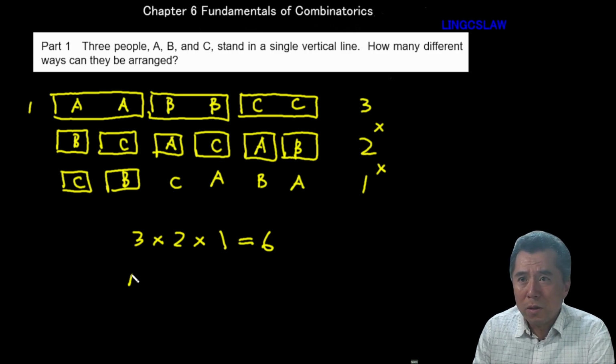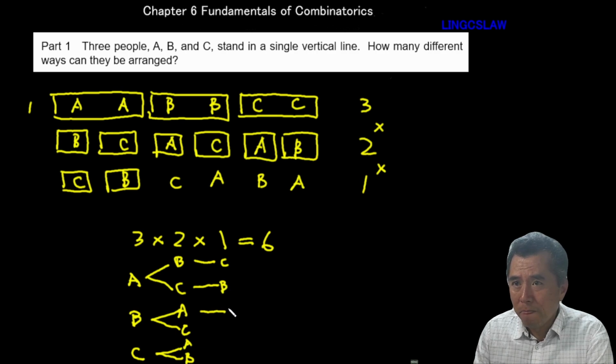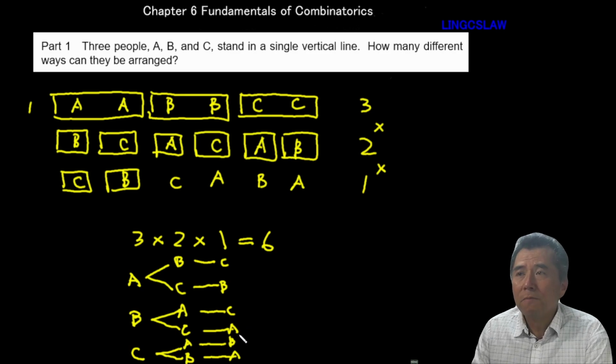And so let me write it down in another way. For the first row, A or B or C. For the second row, there are two choices, B, C, A, C, A, B. And for the last row, there is only one choice, C, B, C, A, B, A. So 3 times 2 times 1 equals 6, and 1, 2, 3, 4, 5, 6, 6 ways. So this is the answer.